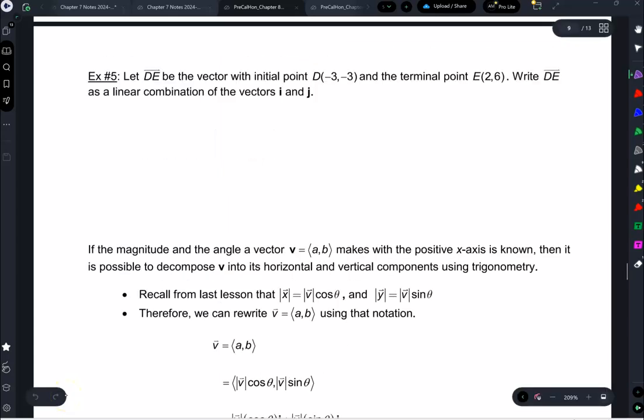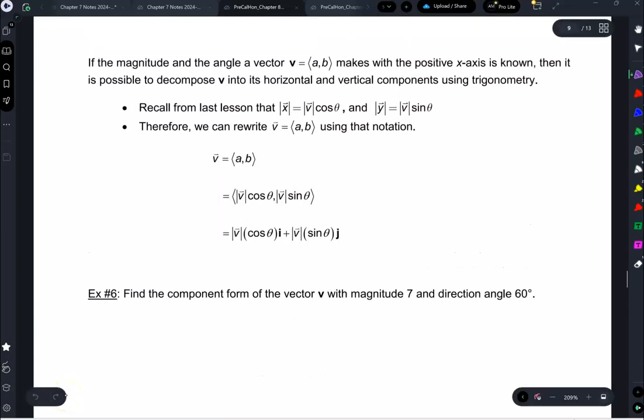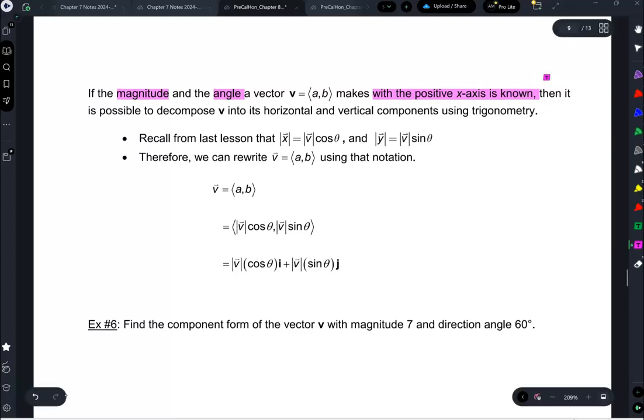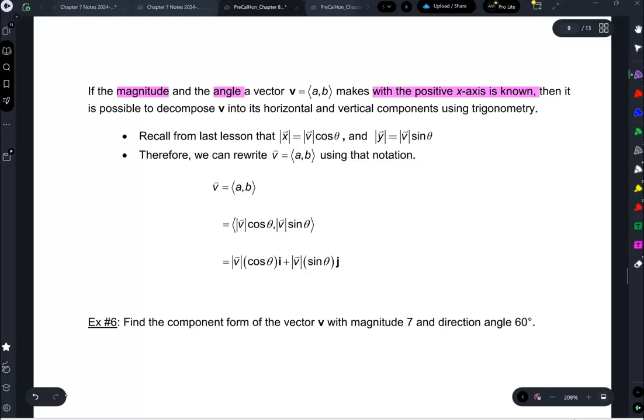Okay, so we did this last time. If you have a vector and you know the magnitude and the angle that a vector v makes with the positive x-axis, then you can decompose v into its horizontal and vertical components using trigonometry.